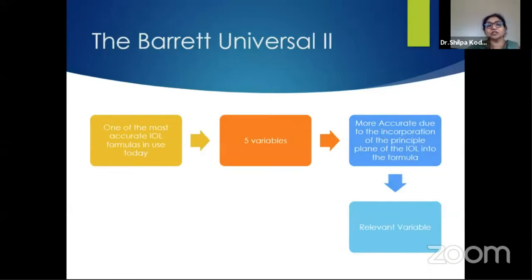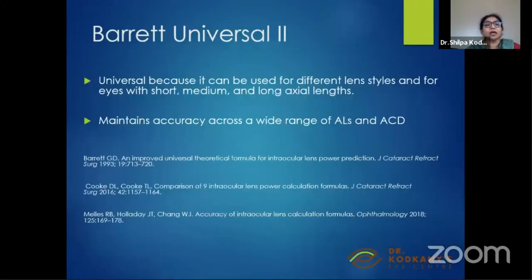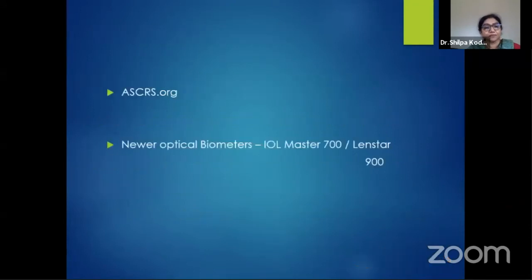So the Barrett Universal 2 is found to be one of the most popular and accurate IOL formulas in use today. It has 5 variables, and is more accurate due to the incorporation of the principal plane of the IOL into the formula, which is a relevant variable. And why it's called universal is because it maintains an accuracy across a wider range of axial lengths and ACDs, which has been found in various studies.